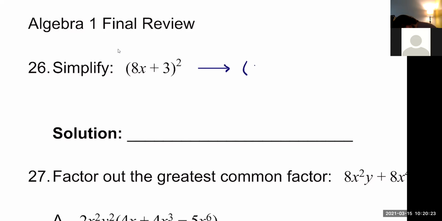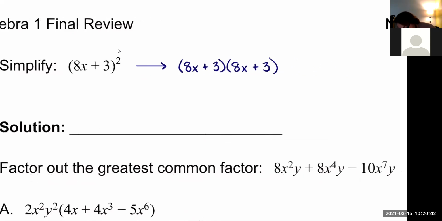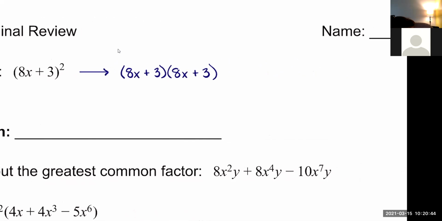So this would be rewritten as 8x plus 3 times 8x plus 3. There should be 2 of those binomials multiplied together. Now, hopefully you look at that and think, wow, that looks real similar to that area of a rectangle problem we did earlier where we had a binomial times a binomial, to which I would say you're absolutely right. In which case I would set up a box.